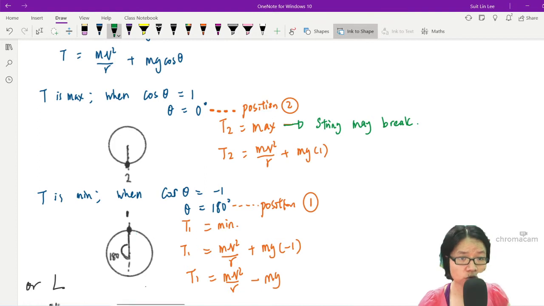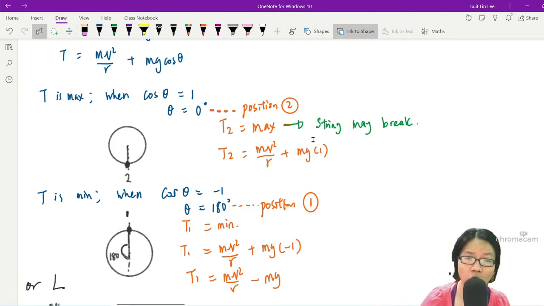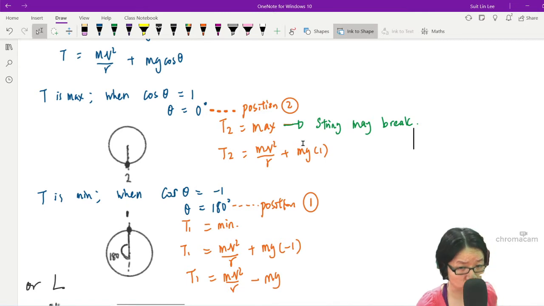Do you know why the string here has to work so hard? Because it needs to do two things. Number one, this string needs to support the weight mg. Number two, this string still needs to provide centripetal force. Wow, so tired leh, so letih. You have to carry the weight of the yo-yo or the object, and you still need to provide centripetal force. Phew, life is tough. That's why the string may break, because it's doing two things at the same time.